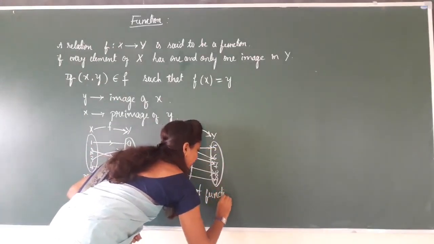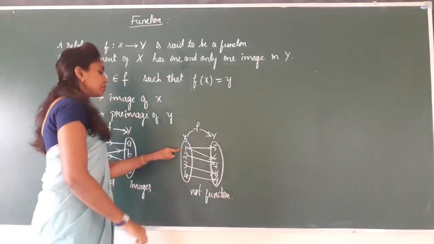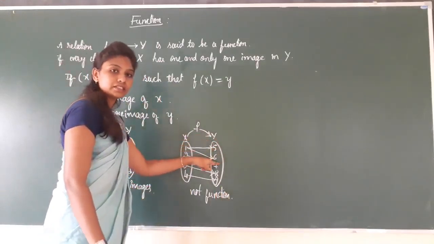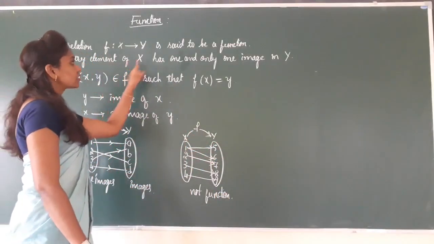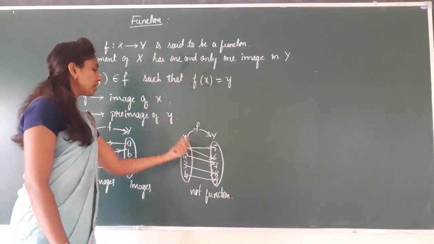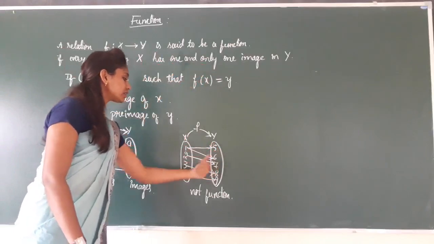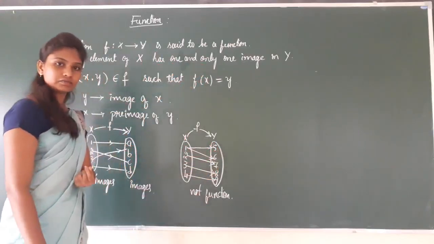Why is it not a function? Element 1 has two images. But the function definition is that all the elements of X have only one image. But here element 1 has two images. That's why this is not a function.